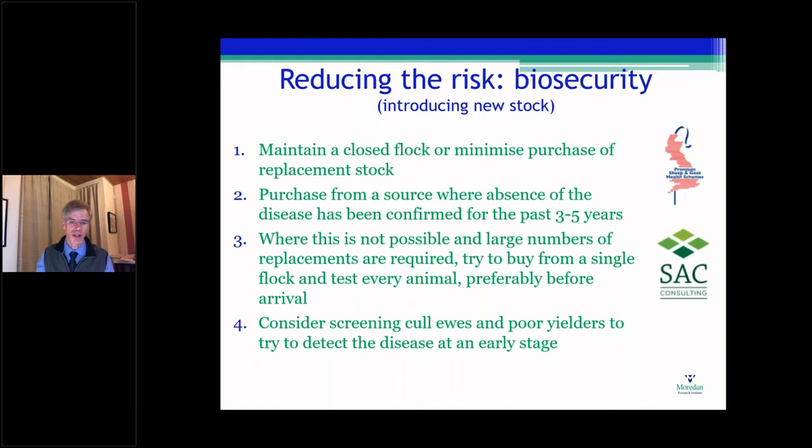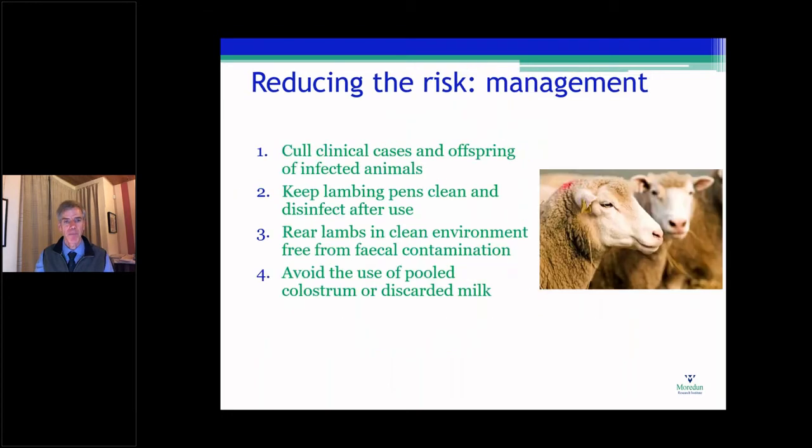The other thing that we've seen work really well on farms is screening the occasional cull ewe or poor yielders that have just popped up in the flock, just to see what diseases they might have. This includes all sorts of different diseases, but it's a really good way of getting an early warning that maybe Johne's disease has entered the flock. Worth doing every year or so.